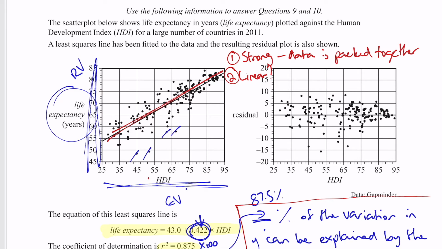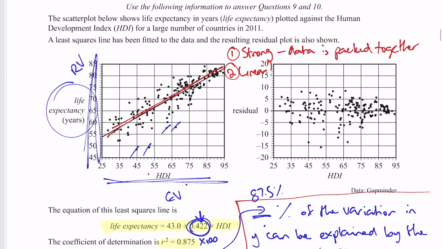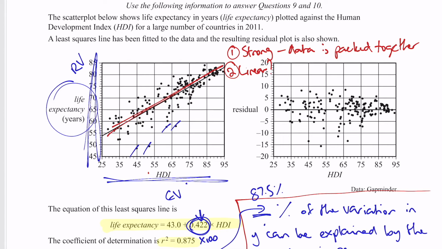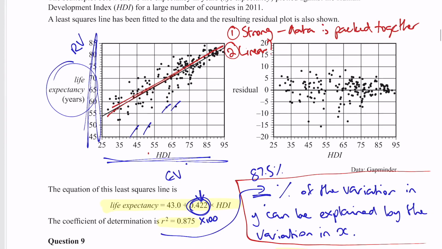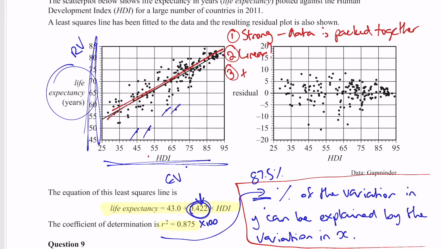We've got everything scattered randomly. So therefore we have a linear relationship. So yes, it is linear. And last thing is, is it positive? Positive means, is it increasing? If we have the line here showing us that it's increasing, as the X value, the HDI, increases, the life expectancy also increases. This is true because this is what's happening. So therefore we do have a strong linear and positive relationship.